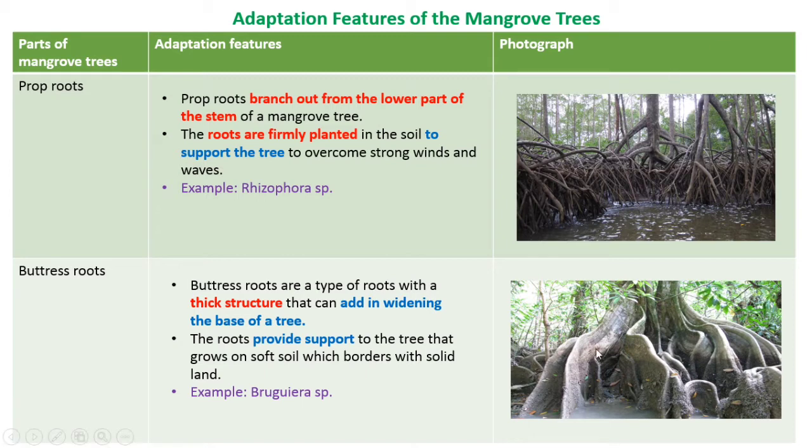Okay, akar banir adalah akar pada pokok Bruguiera dan struktur dia tebal, thick structure, dan dia adalah lebar. Semua ini adalah untuk sokongan pada pokok Bruguiera.